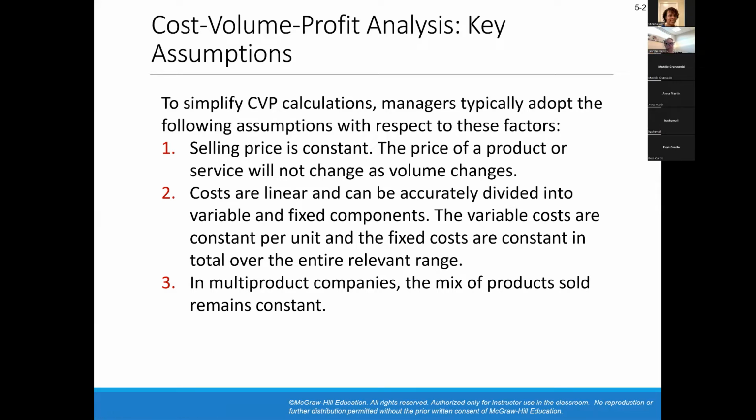And the variable costs are going to be constant per unit. So those variable expenses are going to be the same for each unit. They're not going to change. And then if it's a multi-product company, the mix of products sold remains constant.